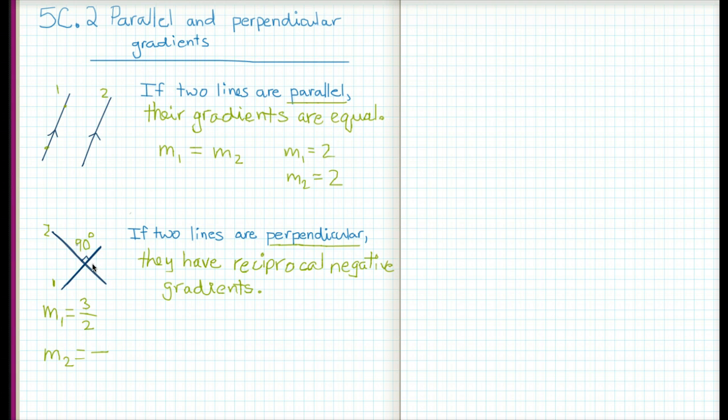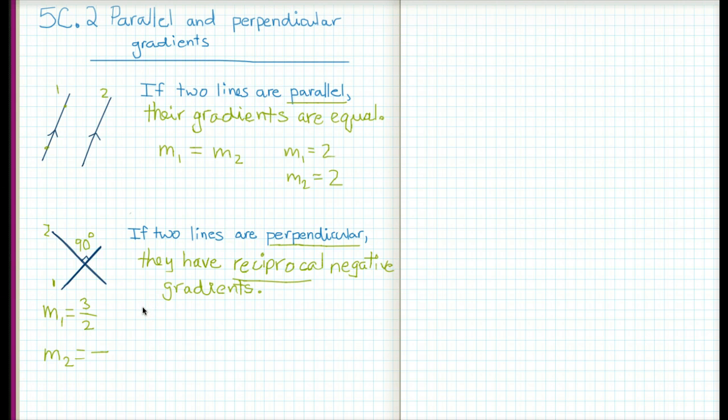It works the other way around as well. If I had started with this line as line 1 and it was negative, then the gradient of the perpendicular line will be positive. So you always flip the sign no matter what it is. So it's the negative of the gradient. And a negative of a negative is a positive. So if it's negative, it becomes positive. If it's positive, the perpendicular gradient is negative. This reciprocal part, maybe you remember what a reciprocal is.